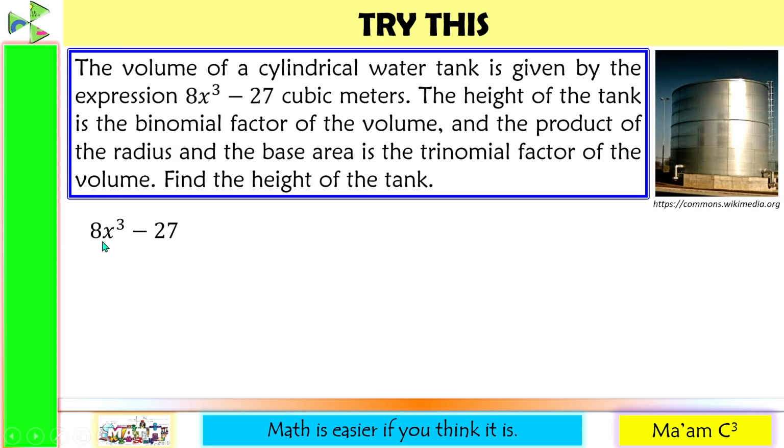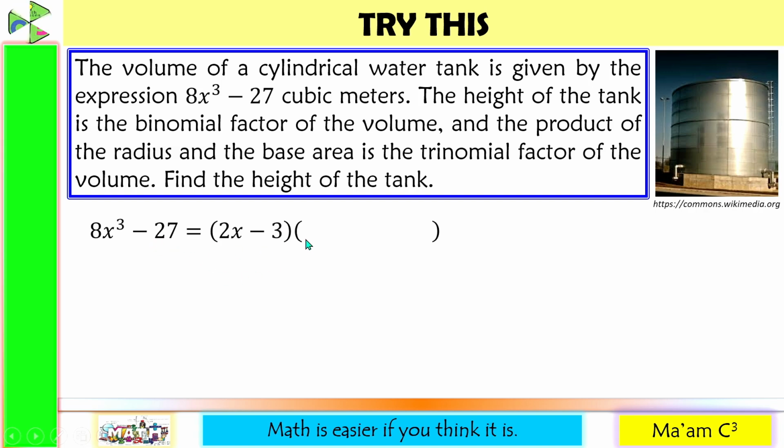This is a perfect cube, as well as this one. So we are given a difference of two cubes. Let us determine the factors. We need two sets of parentheses. For the first term here, that is just the cube root of 8x cubed, and that is 2x. Let us copy the sign. And for the term here, that is the cube root of 27, and that is 3.